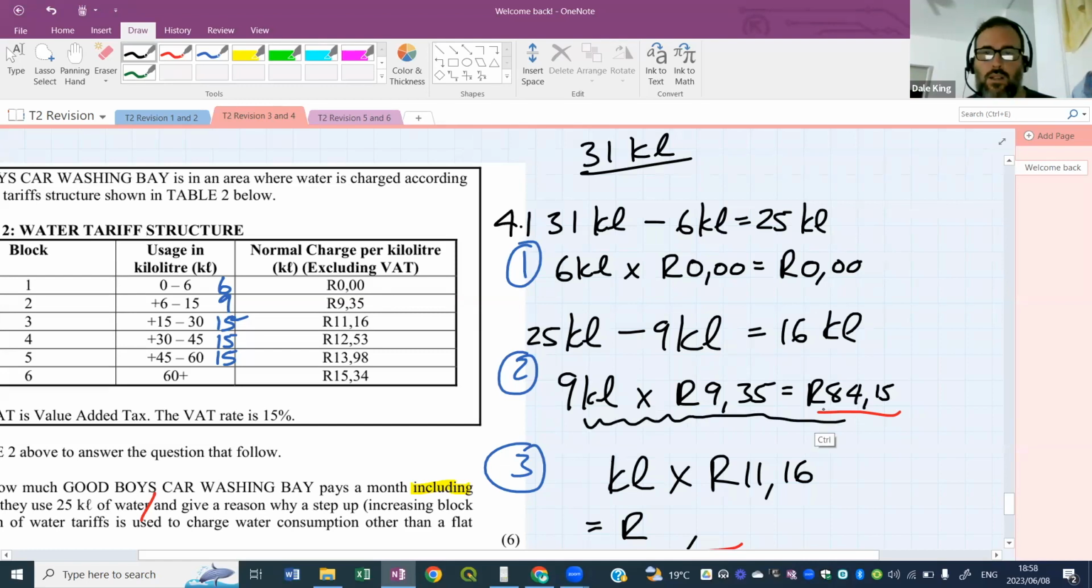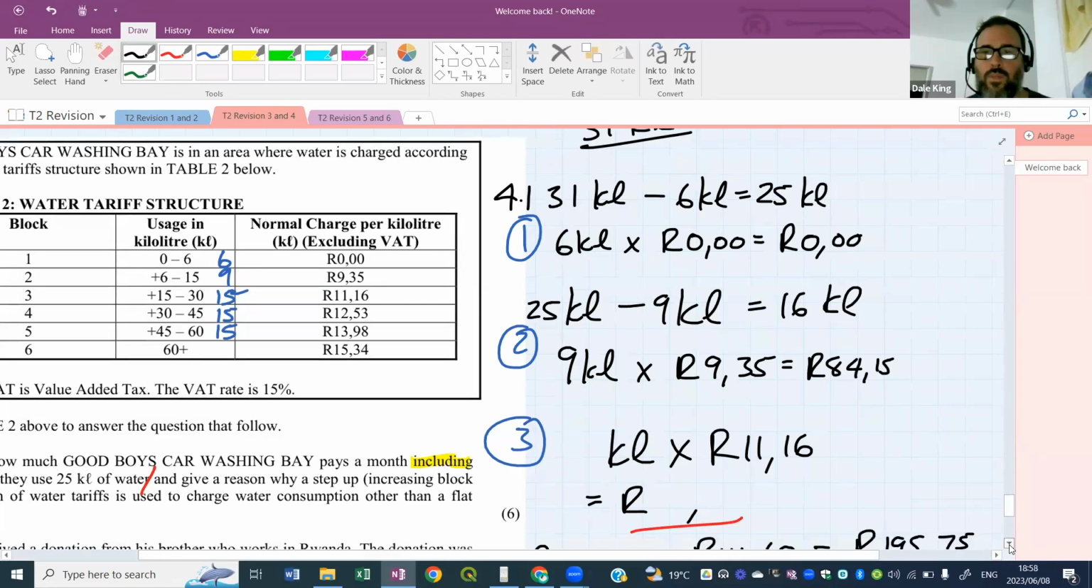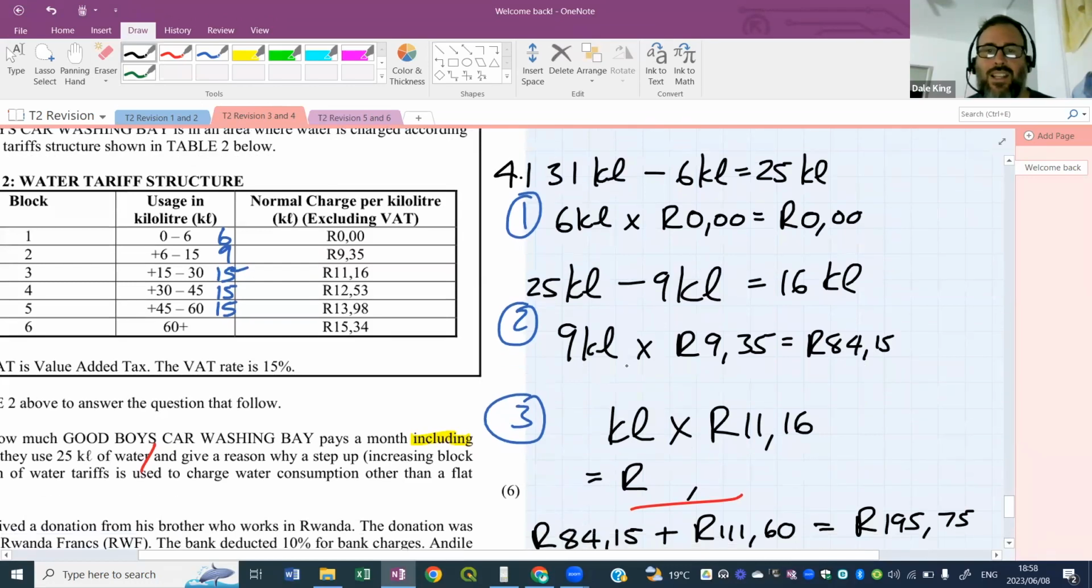The whole 9 gets charged at 9.35 Rand, which will give me 84 Rand and 15 cents. Okay. Now, the difference between the previous one and this one happens now. I've still got 16 kiloliters left. All right.